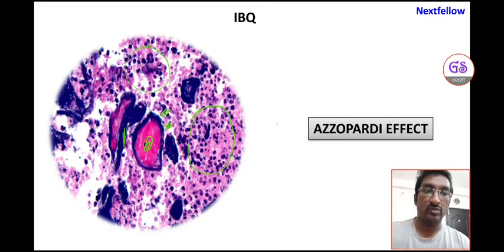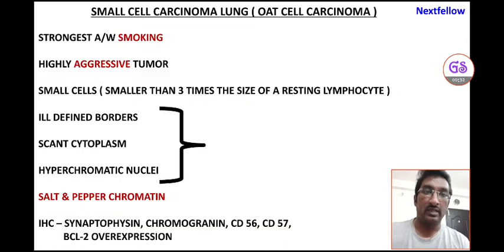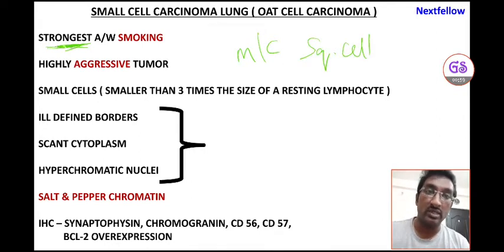So what is this AZZOPARDI effect and where do you get this AZZOPARDI effect? We will see it. So AZZOPARDI effect is actually seen in one of the most aggressive lung tumor, that is small cell carcinoma, which is also called as oat cell carcinoma. Remember, this has the strongest association with smoking, but here I would like to stress the fact that the most common lung tumor associated with smoking is actually squamous cell carcinoma. But the lung tumor that has strongest association with smoking is actually small cell carcinoma.